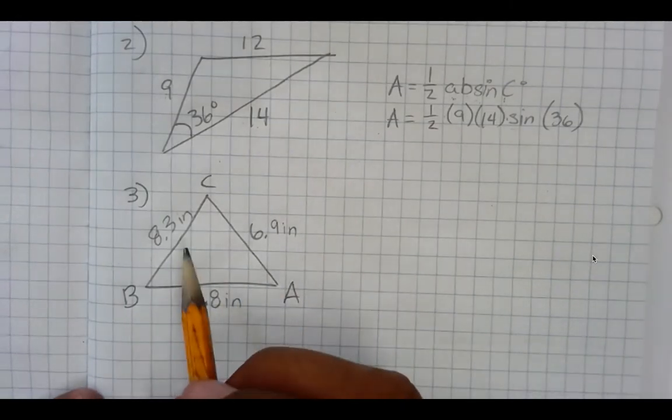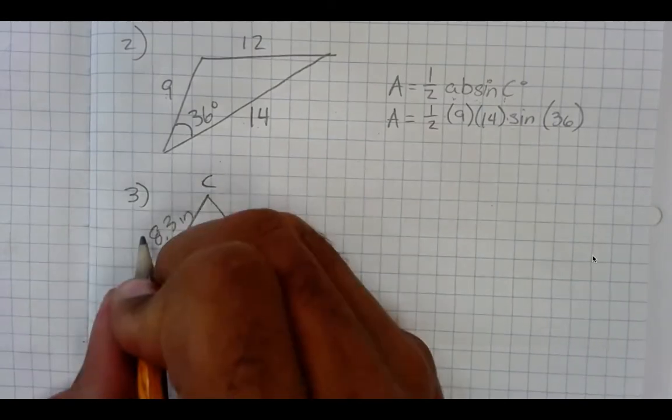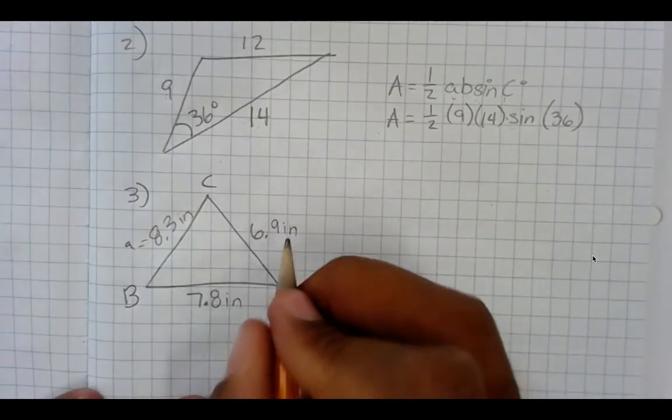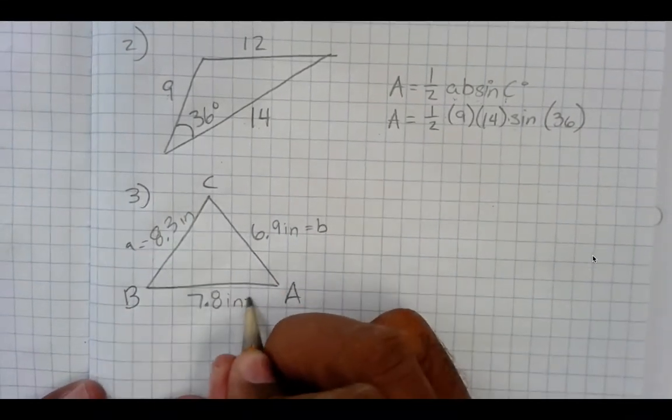Okay, so which side is little a? 8.3. Edwin, you can't just listen either. You have to use your eyes. Okay, and then that's going to be C.